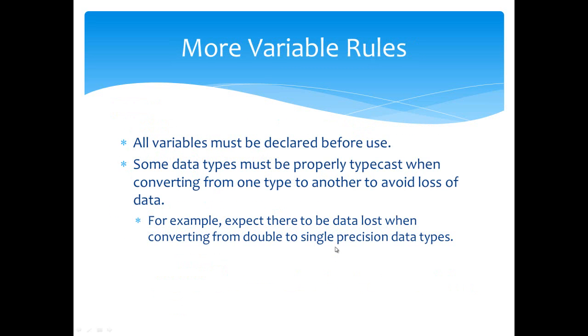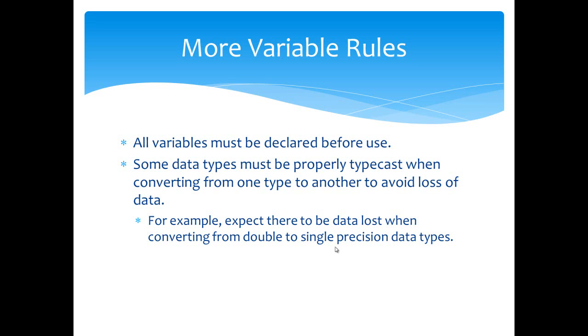So let's go back and talk about a couple more rules about variables. All variables in the C# world have to be declared before they're used. You can't just arbitrarily go out there and say total equals 55 without declaring total. You have to declare it. There are some languages that will let you get away with that, but what they do is they use the shotgun approach. They'll use what's called a variant data type.